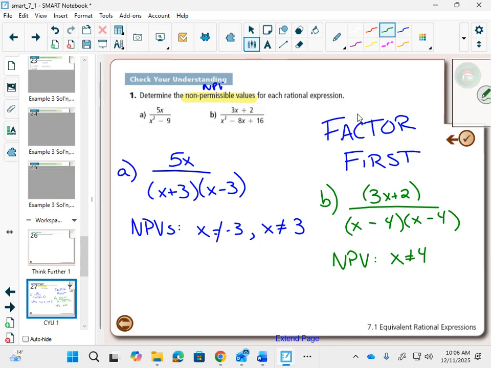So, take some time, try and practice your factoring skills. Do questions 4, 5, and 8.